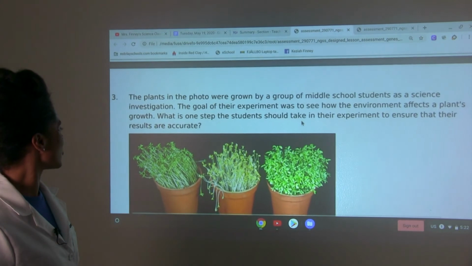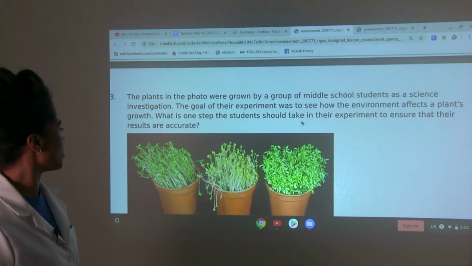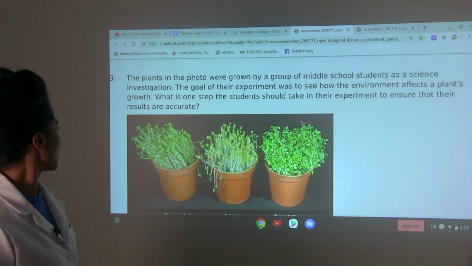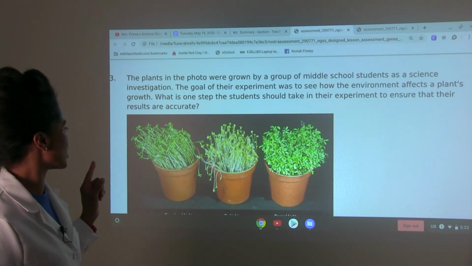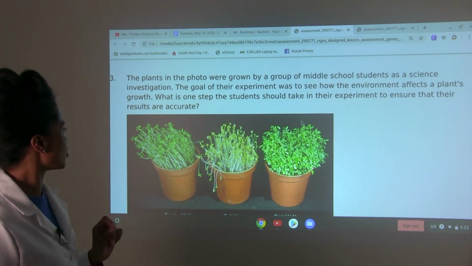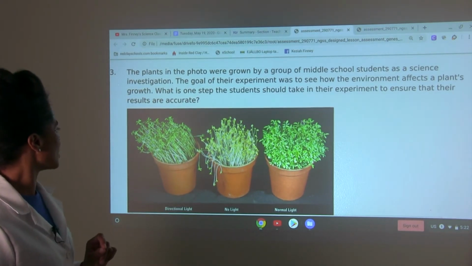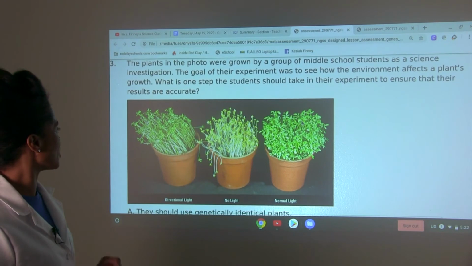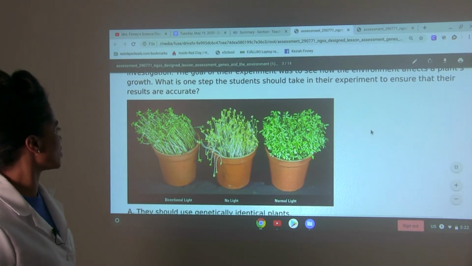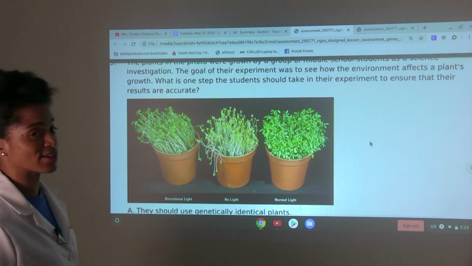The plants in the photo were grown by a group of middle school students as a science investigation. The goal of their experiment was to see how the environment affects a plant's growth. What is one step the students should take in their experiment to ensure that their results are accurate?